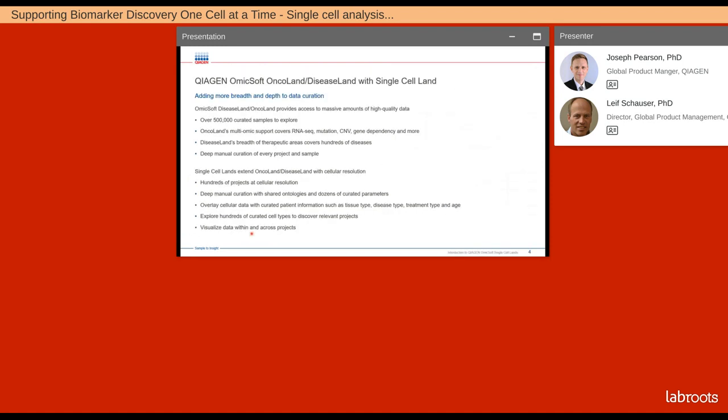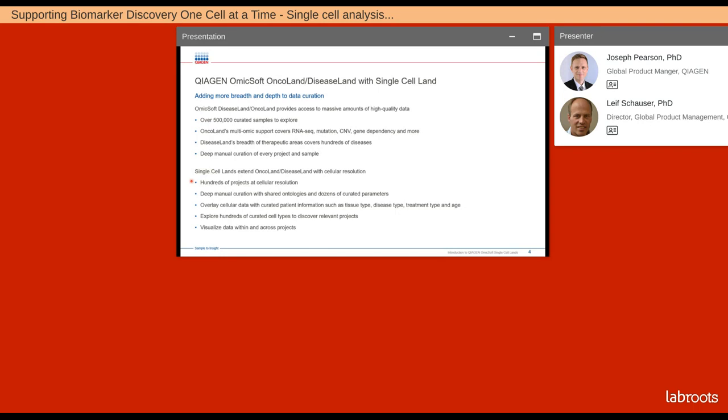Now with OmicSoft's single cell lens, we extend these capabilities to the single cell resolution. You can explore the broad collection of data in OncoLand and DiseaseLand, discovering curated data sets relevant to your research with over 580,000 samples to identify relevant tissues, indications, and biomarkers, and then dive deeper and refine your hypotheses by exploring our collection of deeply curated single-cell projects.